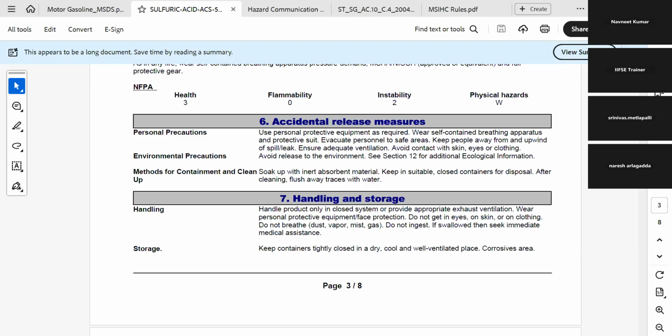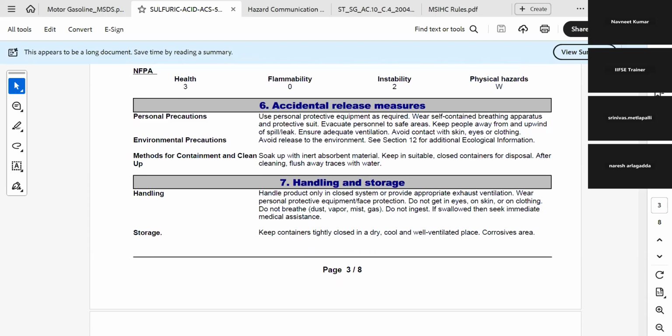Okay. Then accidental release. Use appropriate PPE, personal protective equipment as required, and wear self-contained breathing apparatus and also protective suits.